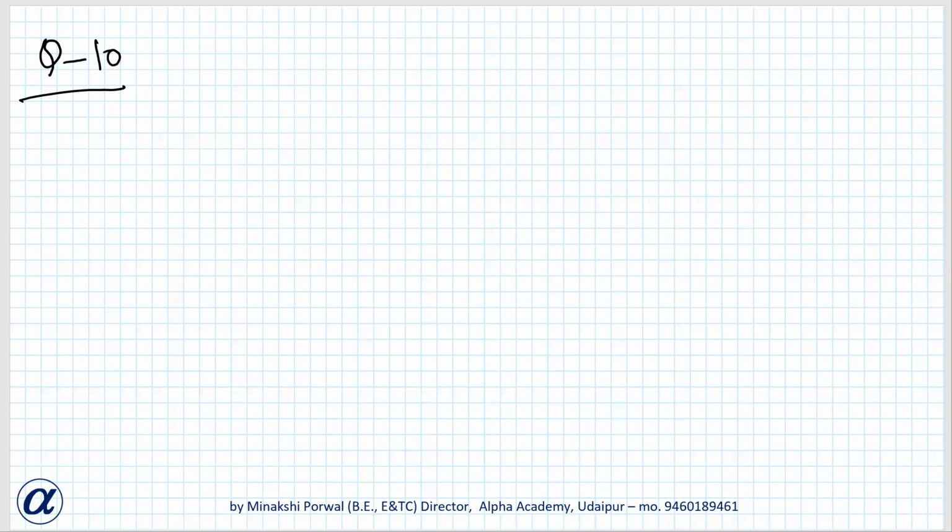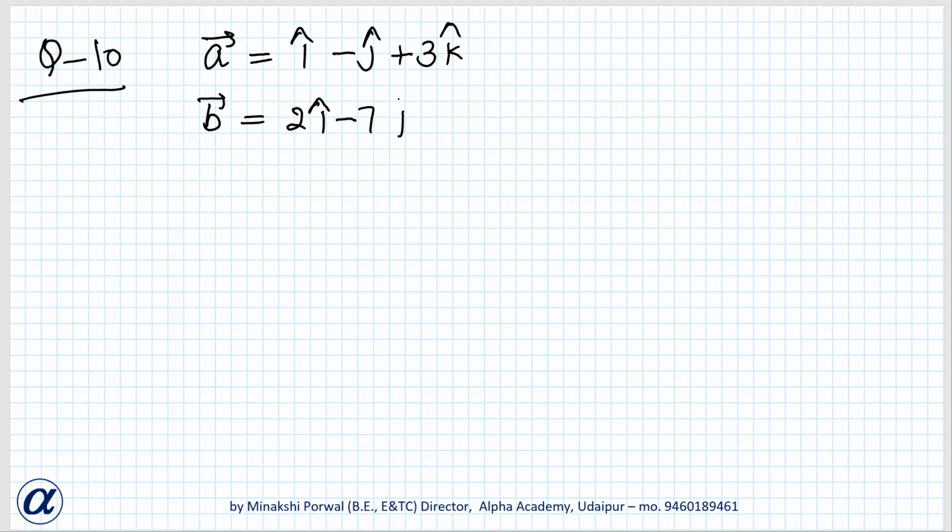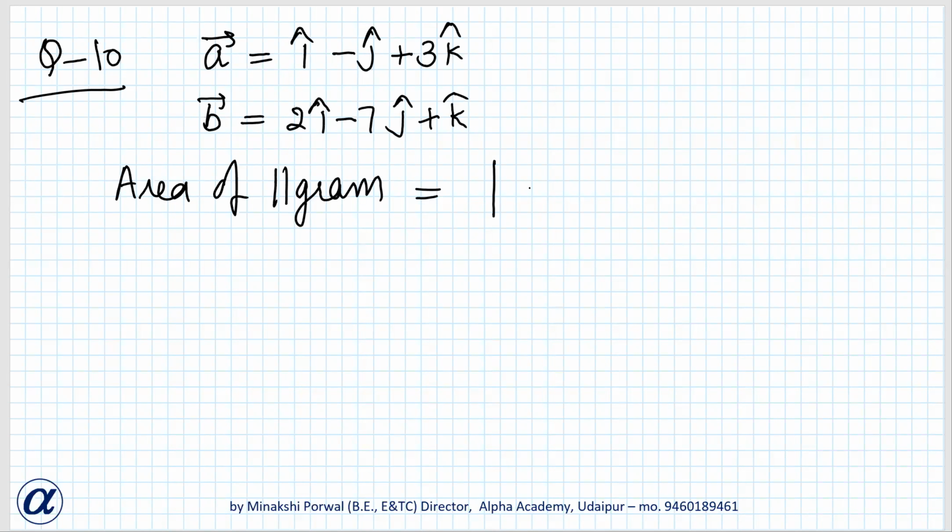Question 10. Find the area of the parallelogram whose adjacent sides are determined by vectors this and this. So A is i cap minus j cap plus 3k cap. B is 2i cap minus 7j cap plus k cap. Now the area of a parallelogram is given by the magnitude of A cross B, where A and B are adjacent sides.